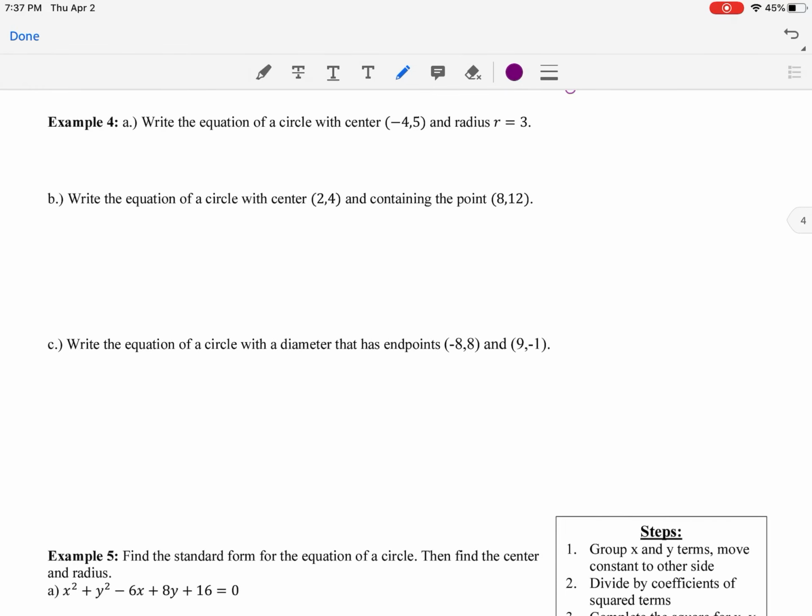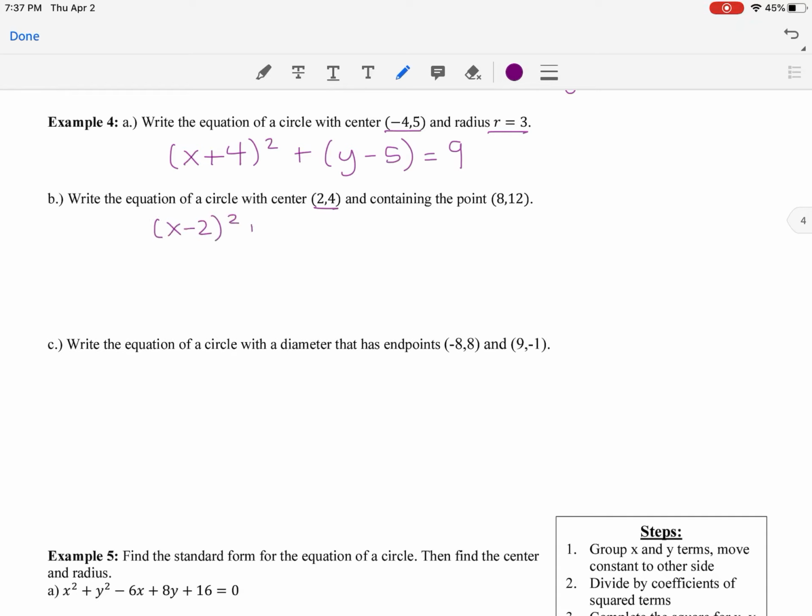Okay, we got a few more writing equations. So, on this first one, we've got a center of negative 4, 5, and a radius of 3. So, x minus a negative 4 is really like plus 4, squared, plus (y minus 5), squared, equals 3 squared, which is 9.